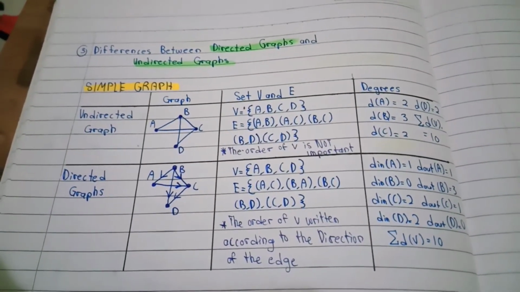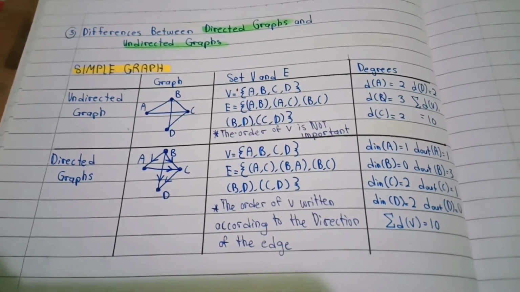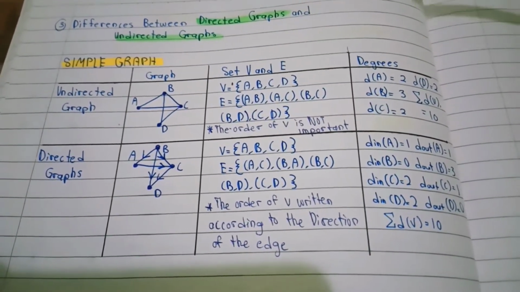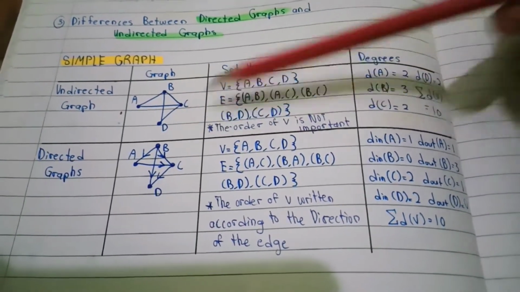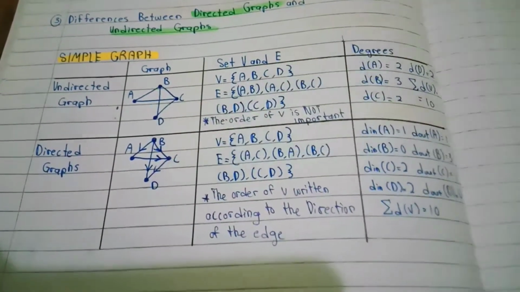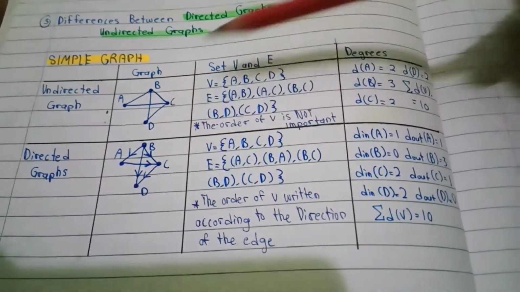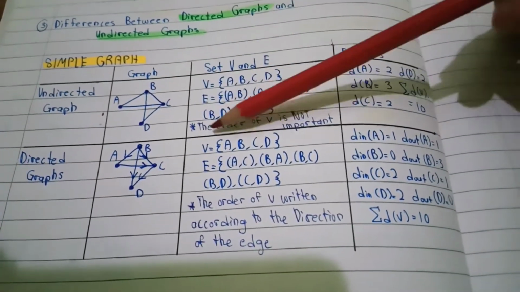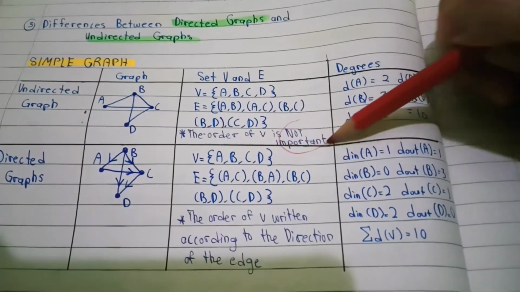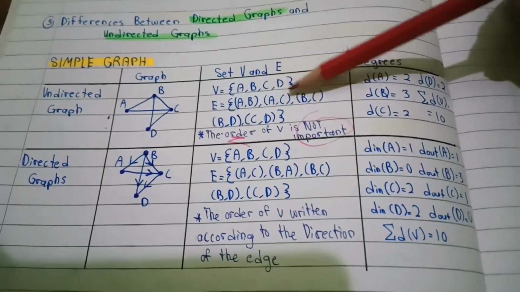So now, let us differentiate the differences between directed graph and undirected graph. First, let us see the differences in simple graph. A simple graph is a graph without loops and no multiple edges. In undirected graph, the vertices are A, B, C, and D. And in the directed graph, the vertices are also A, B, C, and D. But for the edges, in undirected graph, the edges are AB, AC, BC, BD, and CD. Note that the order of the vertices is not important, which means you can write either AB or BA, AC or CA, it doesn't matter.